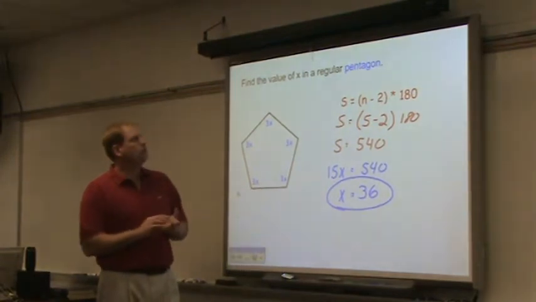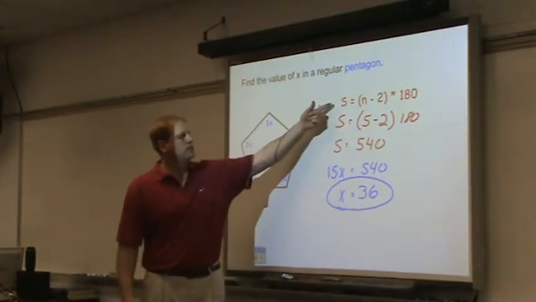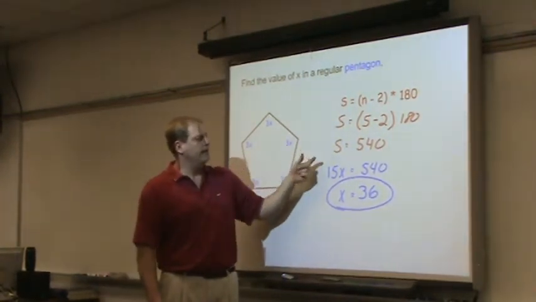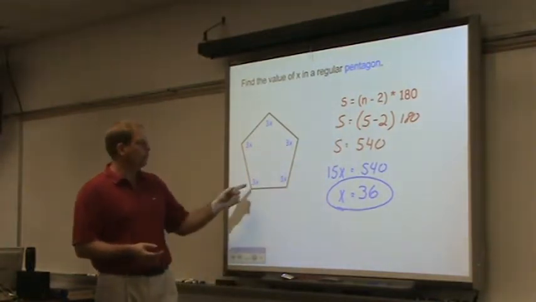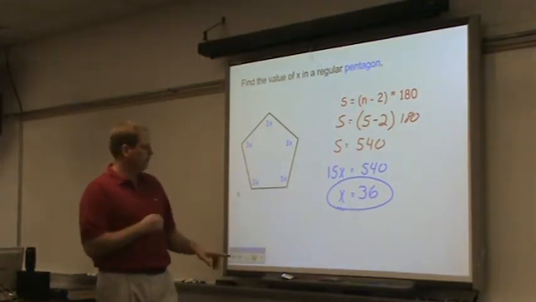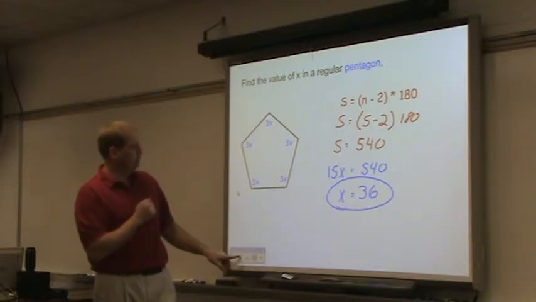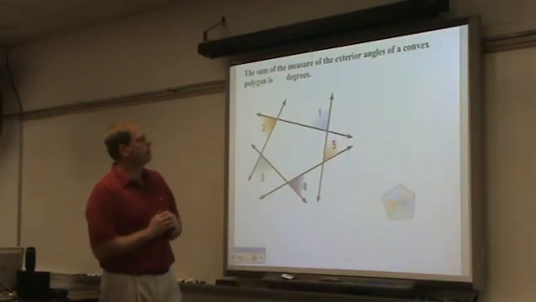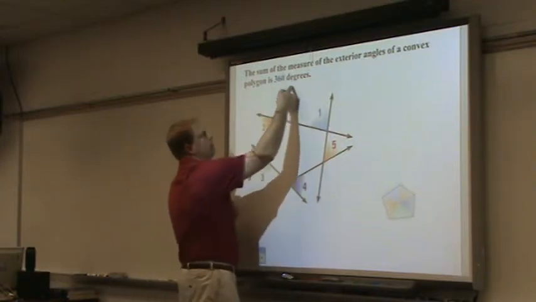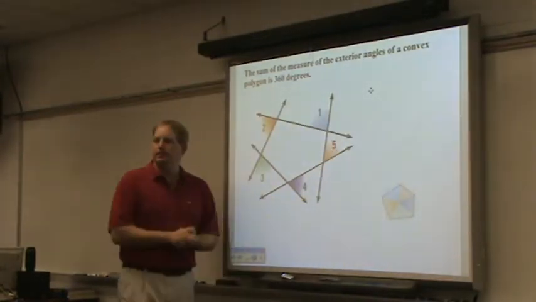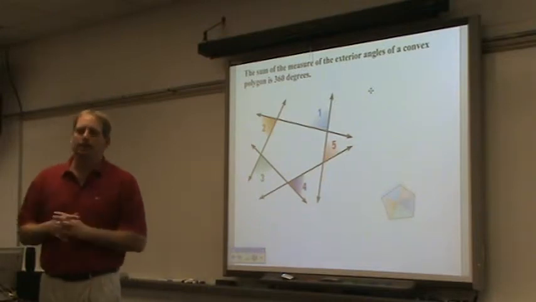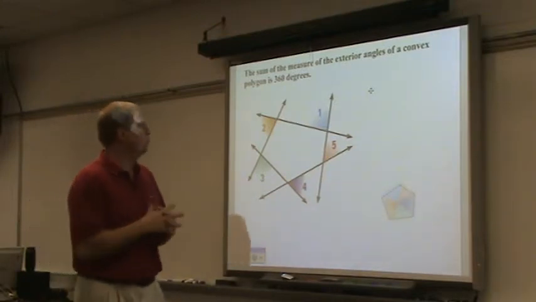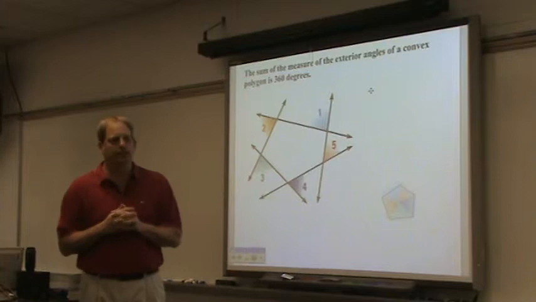Okay. So we looked at the sum of the interior angles, and then we're able to find values of x, or we're able to find each interior angle by using the idea that we just did in this example. The last thing that we want to talk about is the sum of the measure of exterior angles of a convex polygon. That will always be 360 degrees. It doesn't matter how many exterior angles there are, it will always add up to 360 degrees.